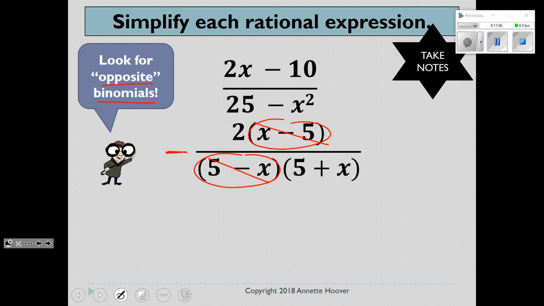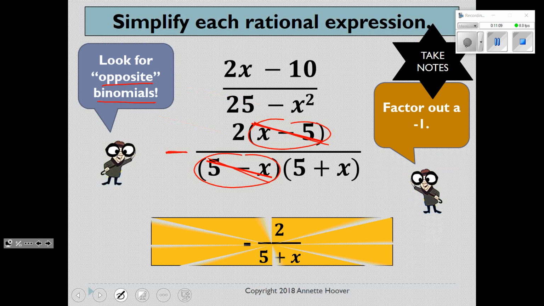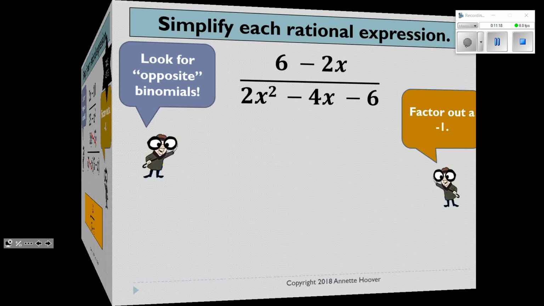So what is left? We have negative 2, factor out a negative 1. We have the negative out in front. We have 2 left on top and 5 plus x on the bottom. So we refer to this as opposite binomials. We want to look for that.